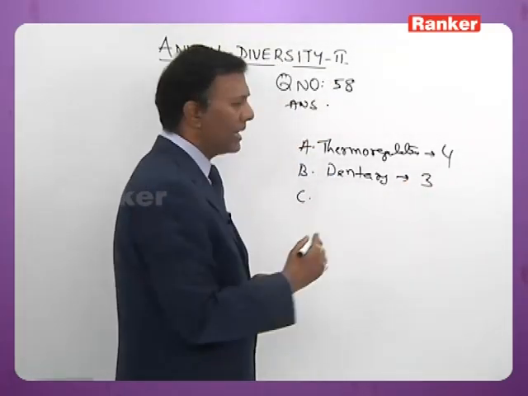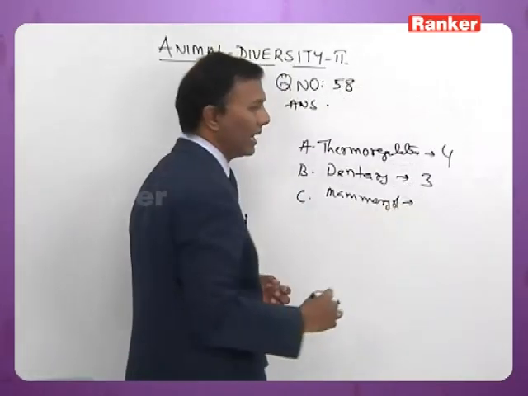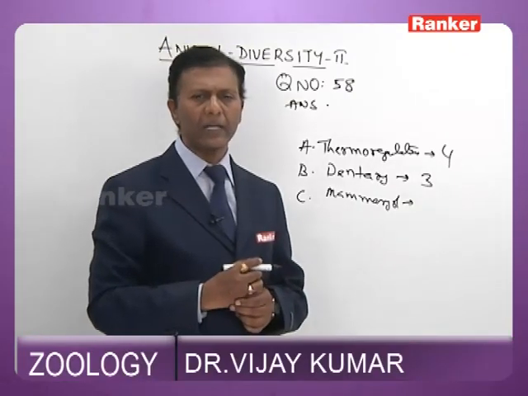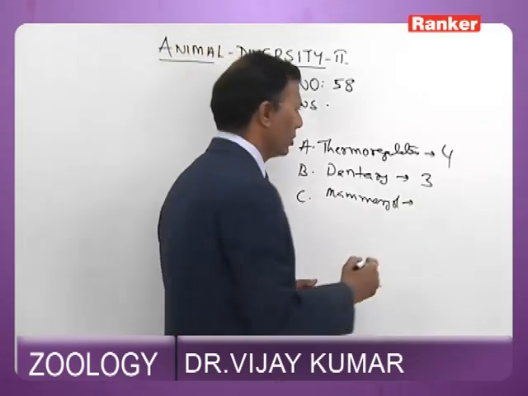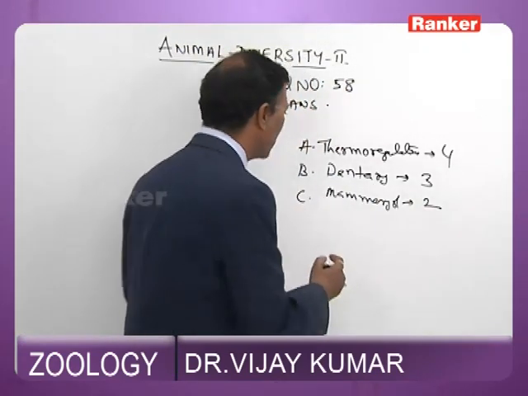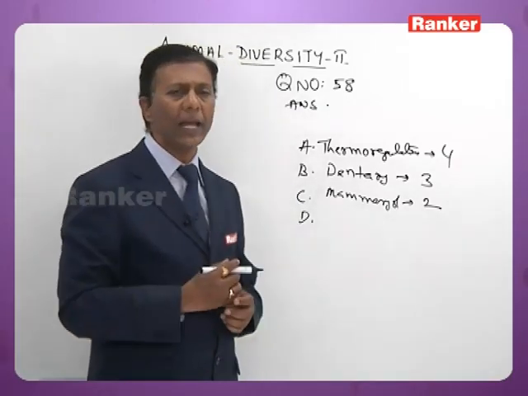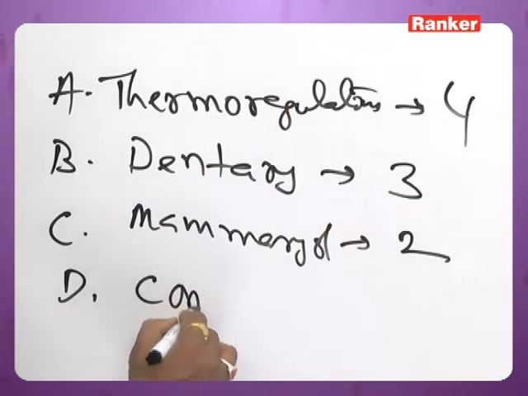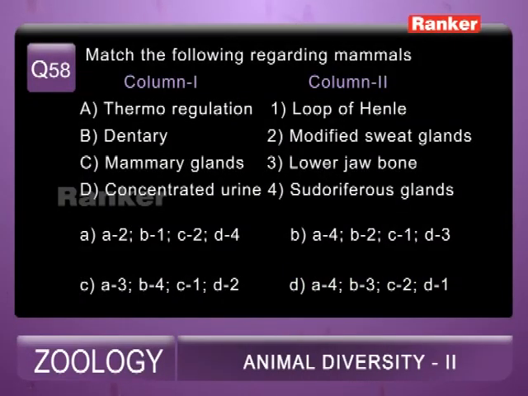C. Mammary gland. Mammary glands are modified sweat glands. In case of prototheria, they are modified sweat glands. So C2 is the correct answer. Next, D. concentrated urine. The loop of Henle is meant for formation of concentrated urine. So the answer is 1. So correct options are A4, B3, C2 and D1. So 58th question correct answer is D.